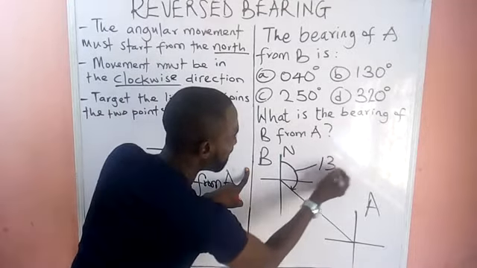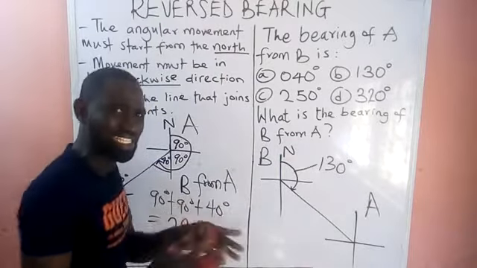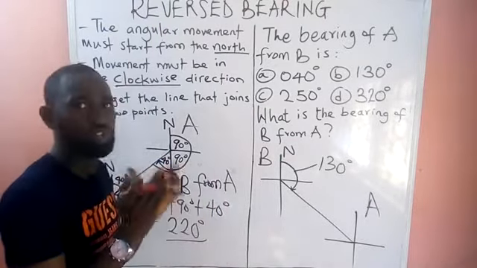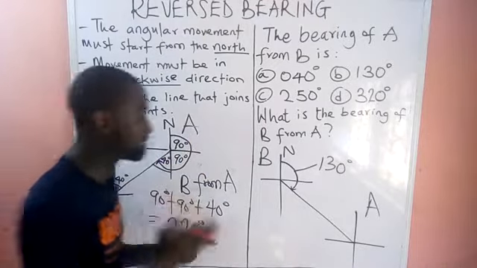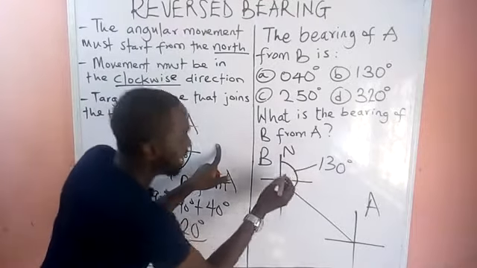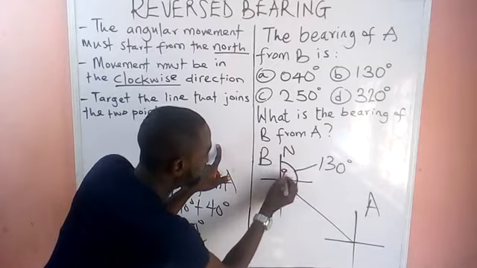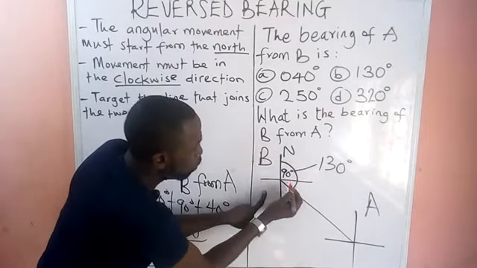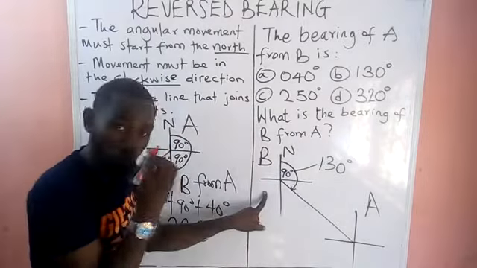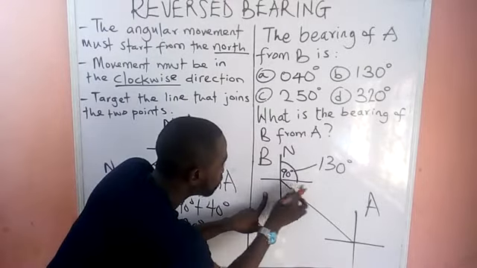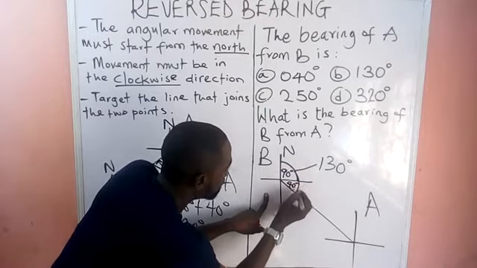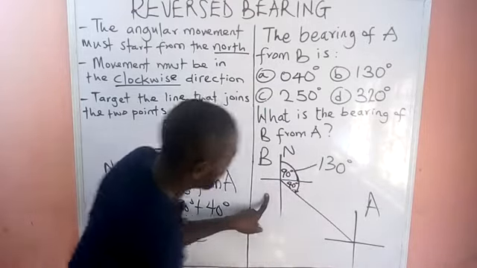So everything here is 130. Class, always break it down in form of 90s. That would be very easy. Once you can break it down in form of 90s, you can solve any question under reverse bearing. So how many 90s can I see here? I can see one 90. From here to here is 90 degrees. So what will be the remaining angle to make 130? 130 minus 90 will give us 40. So this small angle here equals 40 degrees. Can I see any other angle?